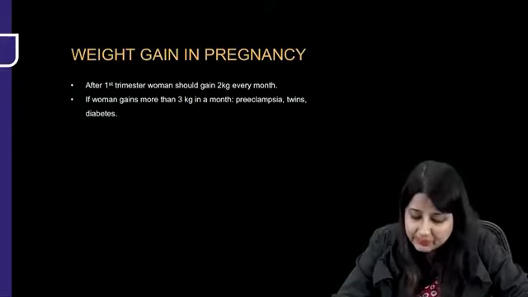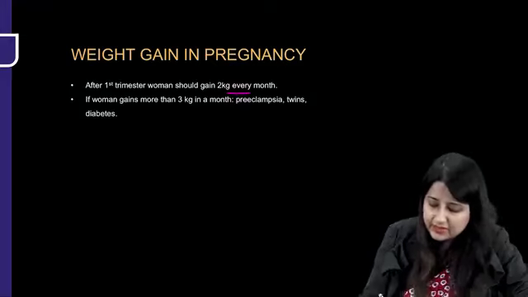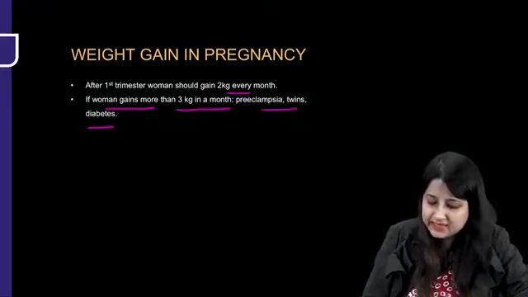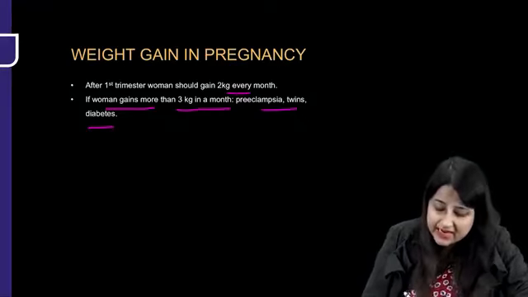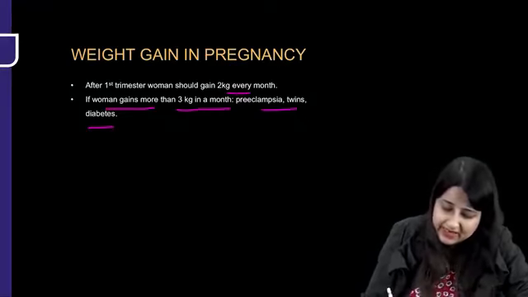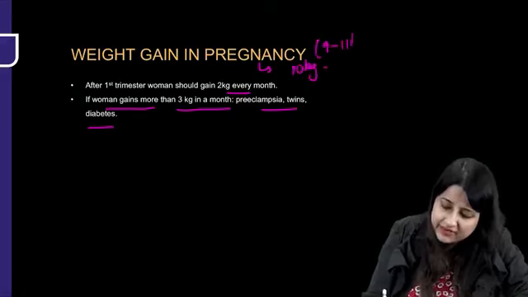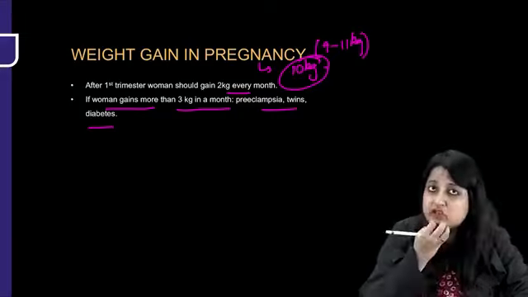Weight gain in pregnancy is how much? After the first trimester, a woman should gain 2 kg every month. If a woman gains more than 3 kg in a month, we can suspect preeclampsia, twins, diabetes. So technically, the weight gain in pregnancy is around 10 kg. You could say 9 to 11 kg, so on an average 10 kg.